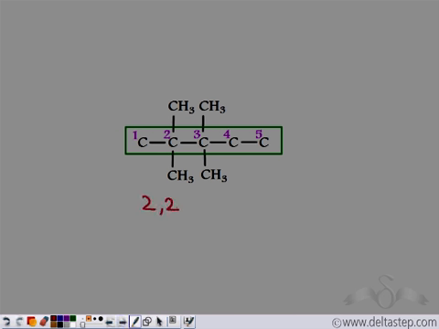Since all the substituents are the same, that is the same methyl group, we move to the second one. That is, after these two, we have this. So this is at position number 3. And the fourth methyl group is also at position number 3. So from this, we get 2 methyl groups are at position number 2 and 2 methyl groups are at position number 3. And this time we have 4 methyl groups. So what should be the prefix for 4? It is tetra.